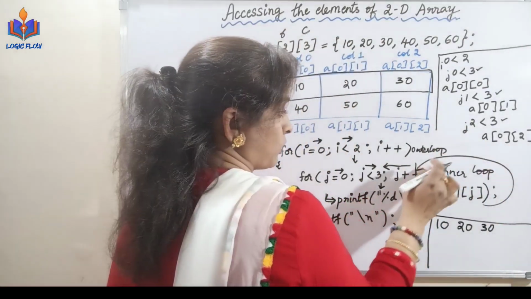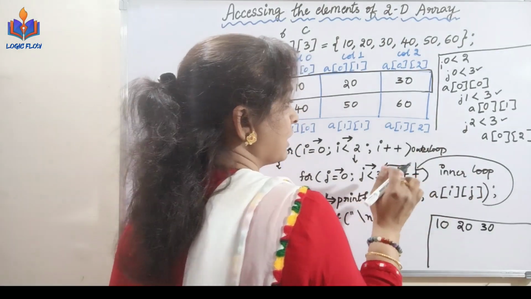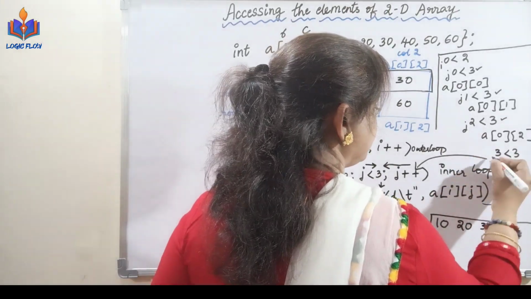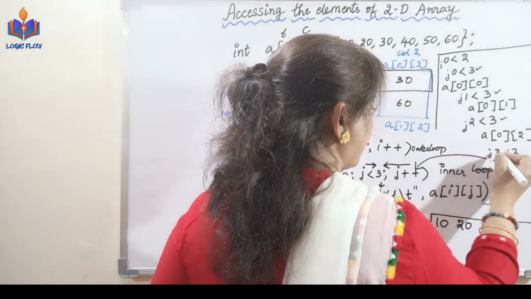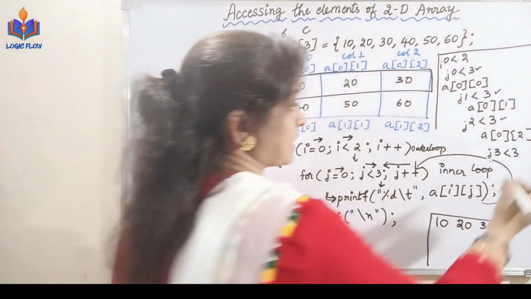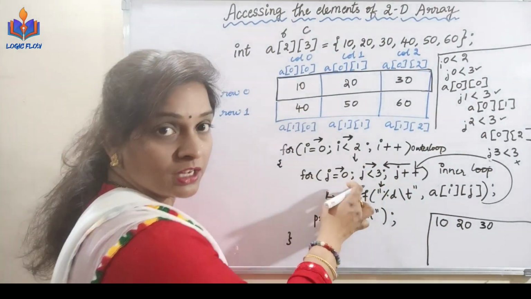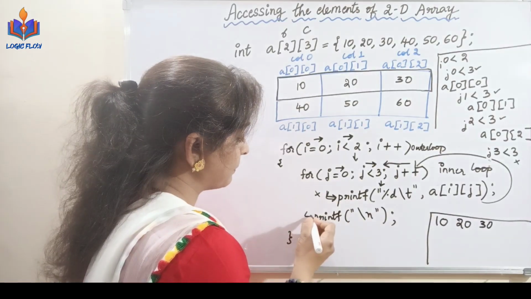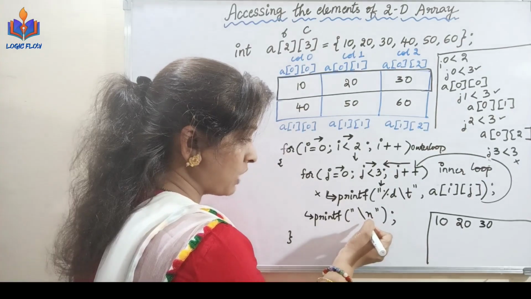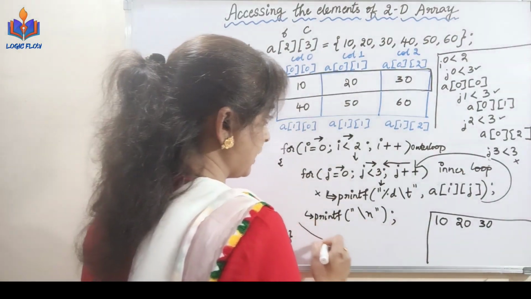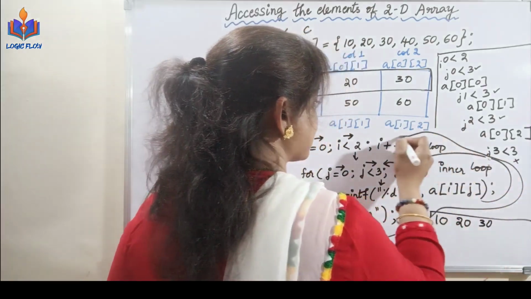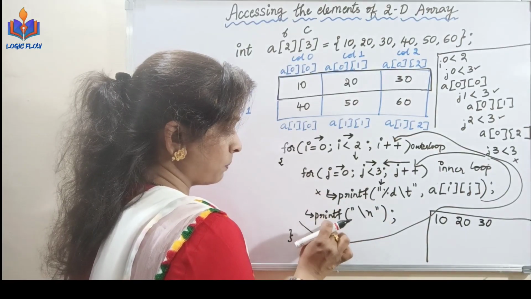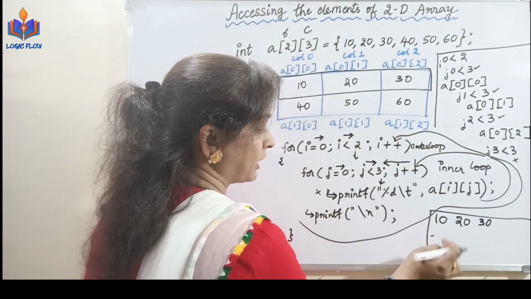Again take a loop progress. The inner loop gets incremented. J becomes 3. 3 less than 3? No. Condition not satisfied. So this inner loop gets terminated, which means this immediate statement will be skipped. Control will go to this line. So it has to execute this new line and then go to the outer loop progress. Now the pointer will be pointing to the new line.